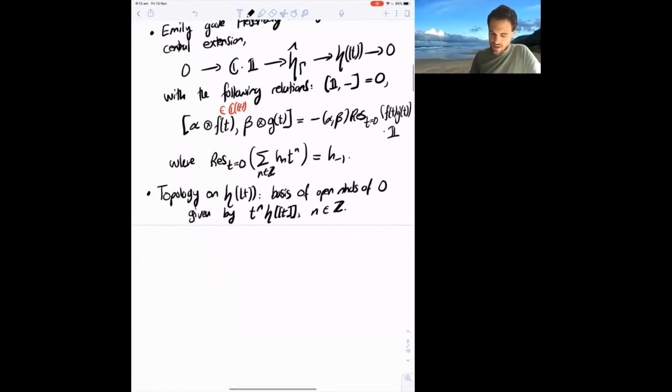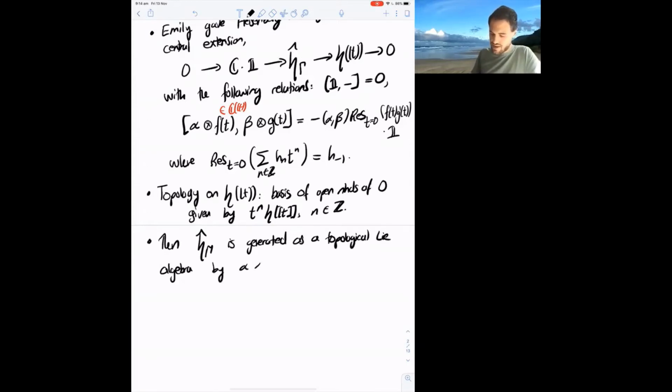Okay, so that is a well-defined description of the topology on this loop algebra. And then we can make sense of the following comment. So then the Heisenberg is generated as a topological Lie algebra by stuff like alpha tensor t to the n, where alpha is in gamma and n is in Z, and by our boldface 1.